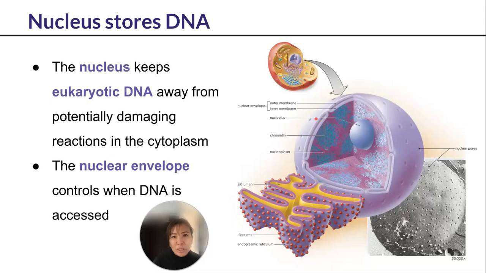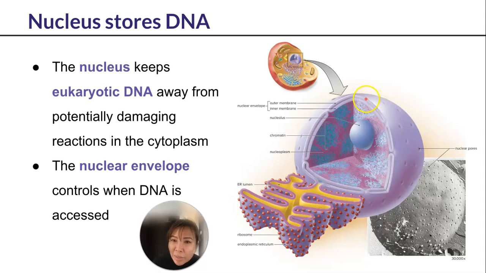So let's look at the nucleus again in a little more detail. The nucleus, as we mentioned, is what stores the DNA. Inside this organelle, we have all of this DNA, and we want to protect the DNA from potentially damaging reactions in the cytoplasm. Within the cytoplasm, we have a lot of different organelles that have different enzymes, such as digestive enzymes, that can damage the DNA. So we want to store the DNA in this structure right here to prevent it from getting damaged.